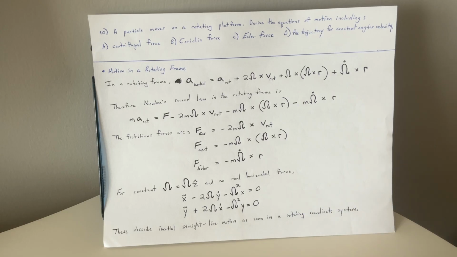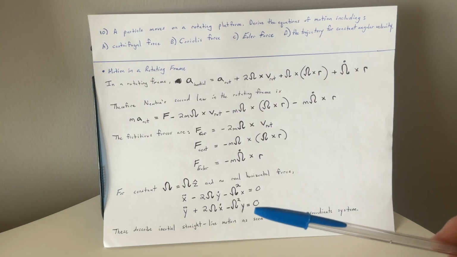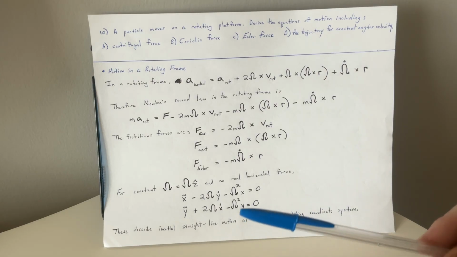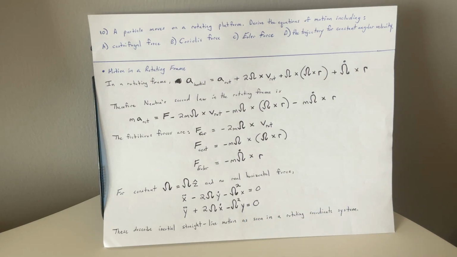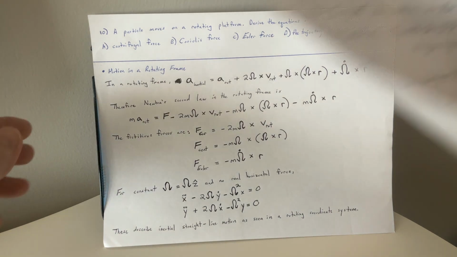So x double dot minus 2 omega y dot minus omega squared x equals 0, and y double dot plus 2 omega x dot minus omega squared y equals 0. What these do is describe the inertial straight line motion as seen in a rotating coordinate system. So that's number 10. Now moving on to number 11.